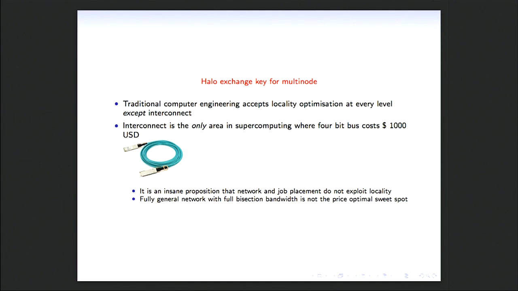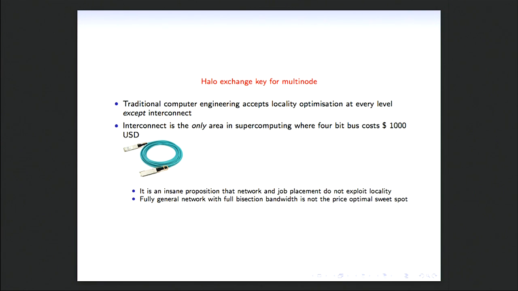And now finally, with the remaining 5 minutes, I'm going to have a little go at multi-node performance and just a few general digs, for far be it from me to say nothing controversial, right? So the first thing I'm going to say is that traditional computer engineering accepts locality optimization at every level of the supercomputer except for interconnect. Why is that?